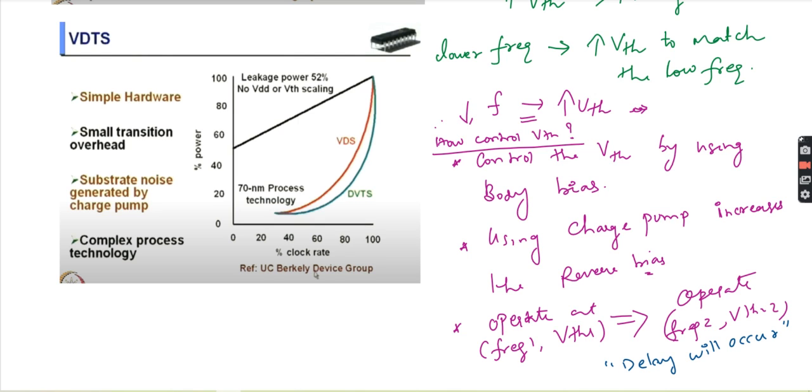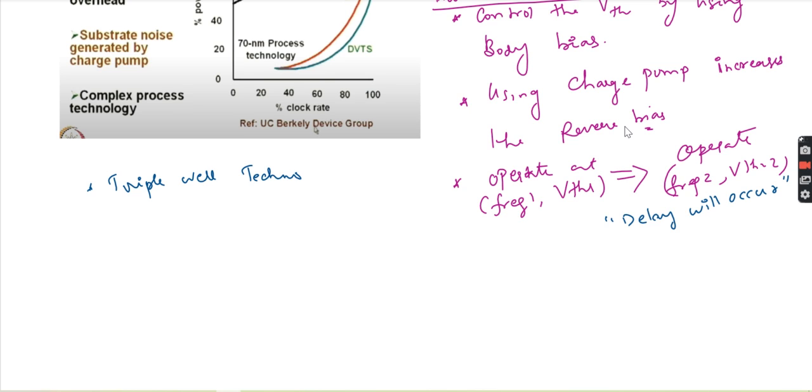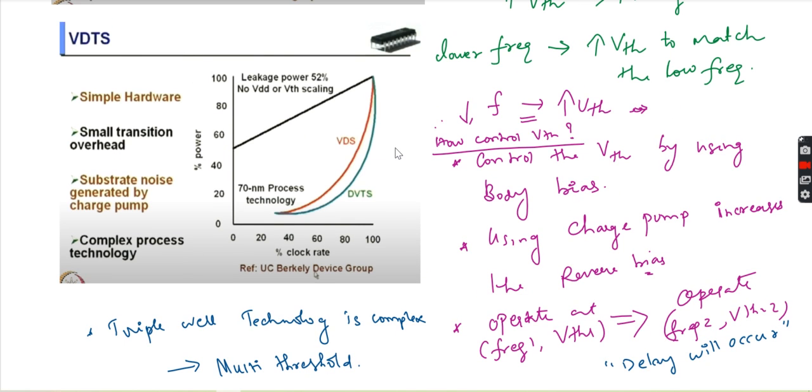Next, sometime you might have studied the twin tub process, right? That is a single well, two well, and a triple well. With the help of this we can also do a triple well process. The triple well technology we can also use, but that technology is very complex because we need to set the multi threshold. So that is what we see in this diagram.